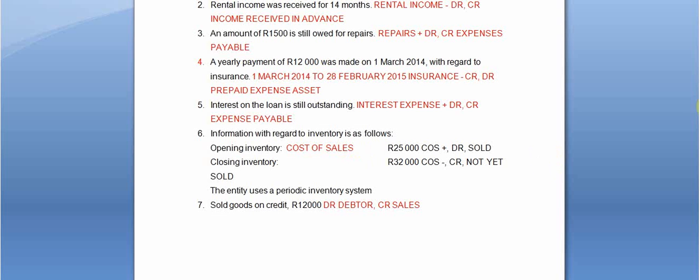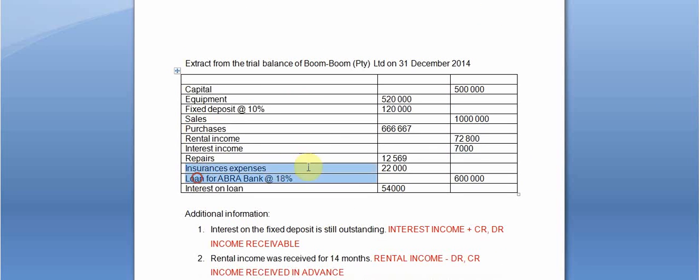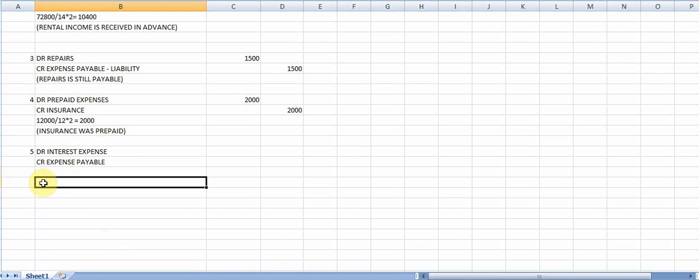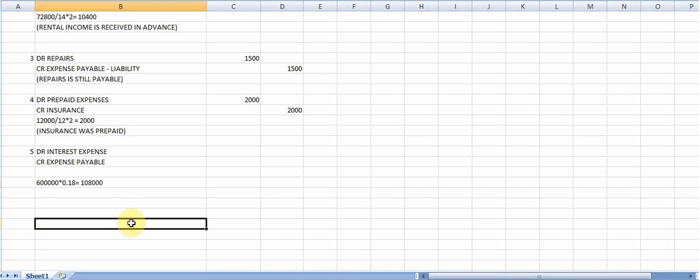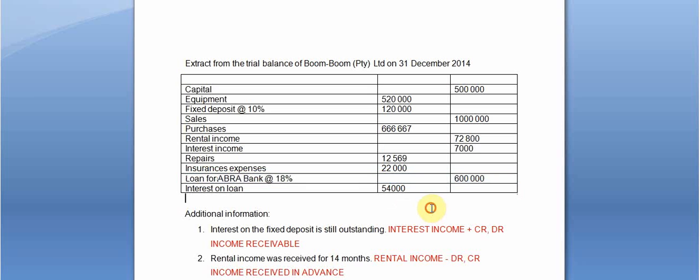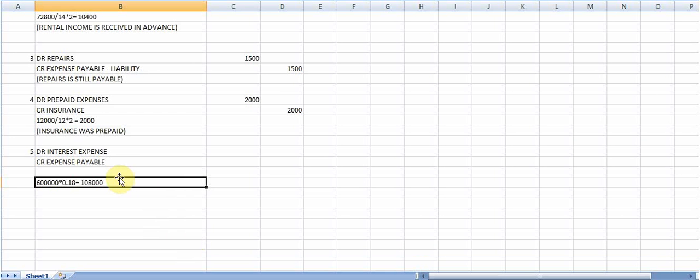So if I go back to my question, in the trial balance, they say that the loan was taken out at 600,000 Rand at 18%. So if I do that calculation and I say 600,000 times 18%, you should get to an amount of 108,000. Of the 108,000, I should go back to the trial balance again and just check what was the interest on the loan, and the amount for that is already recorded is 54. So I need to deduct it because that's already in my books.